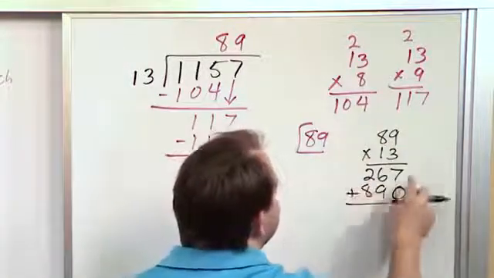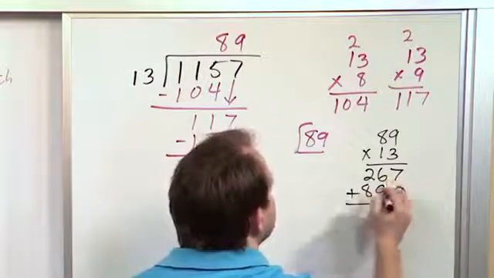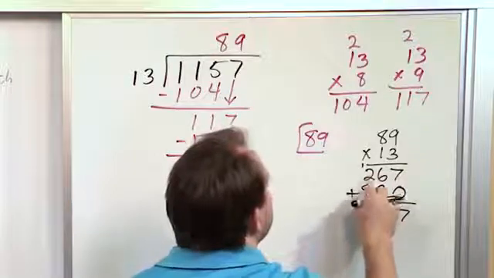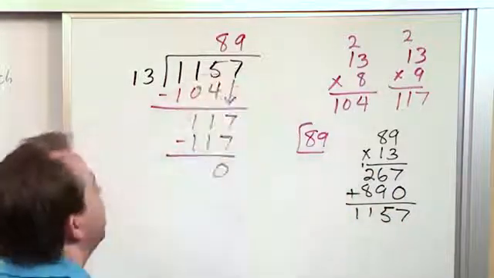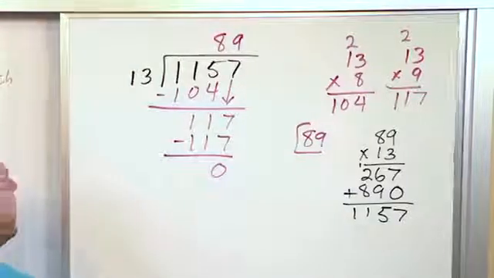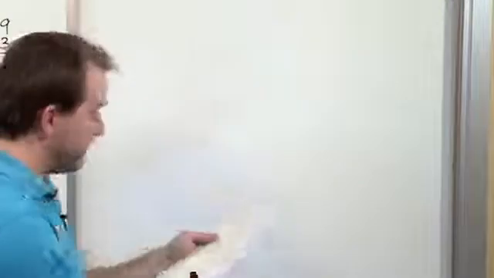Now, let's add these. 7 plus 0 is 7. 9 plus 6 is 15. Carry the 1. And then we have 8, 9, 10, 11. 1157, 1157. Everything matches. Everything is correct. So, they sold 89 burgers that day, which I guess is pretty good.